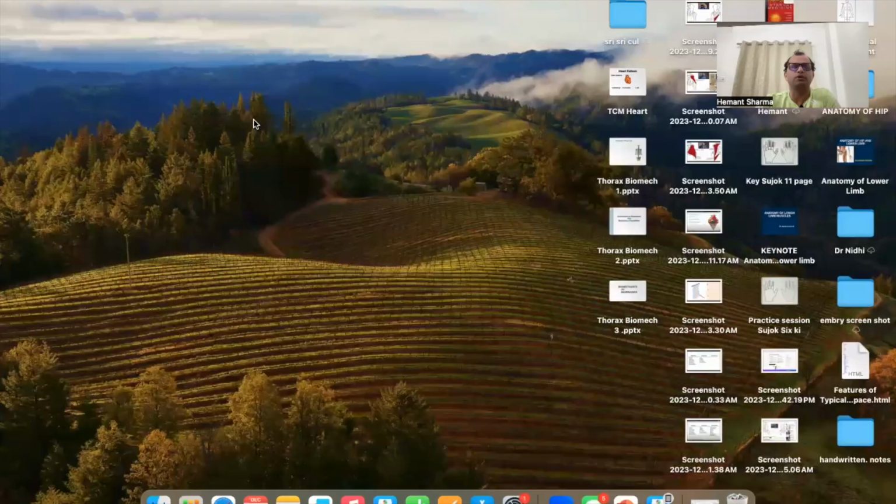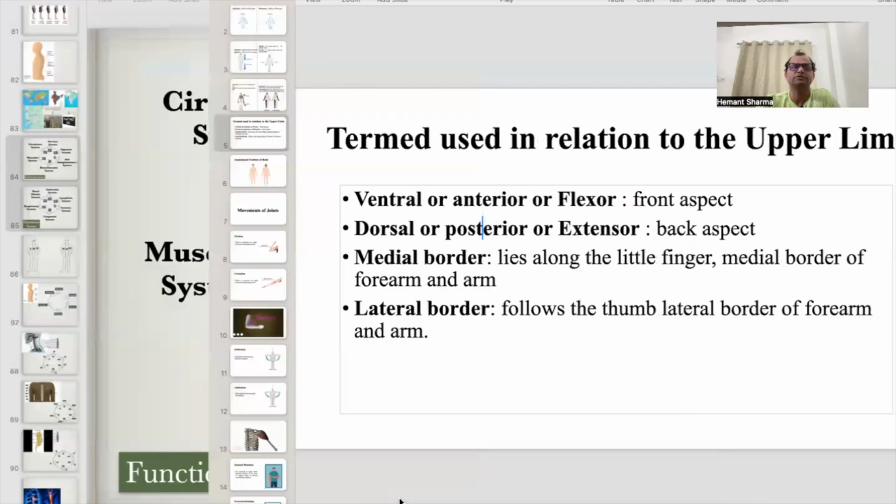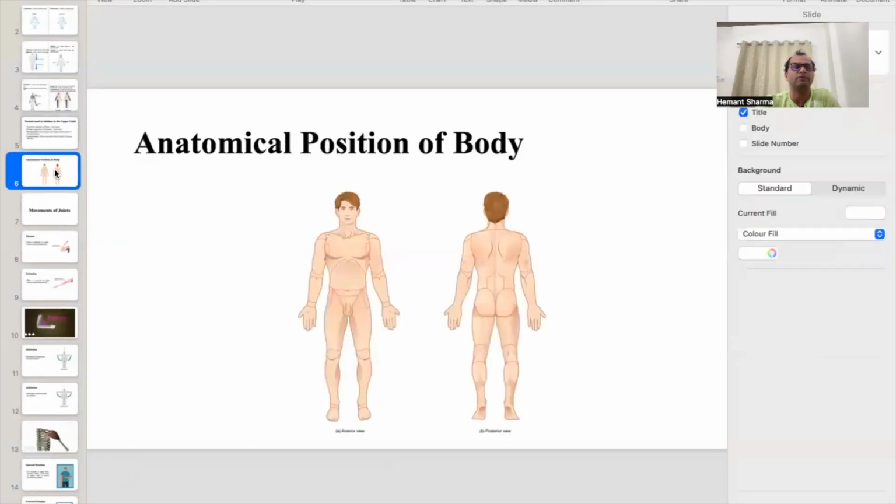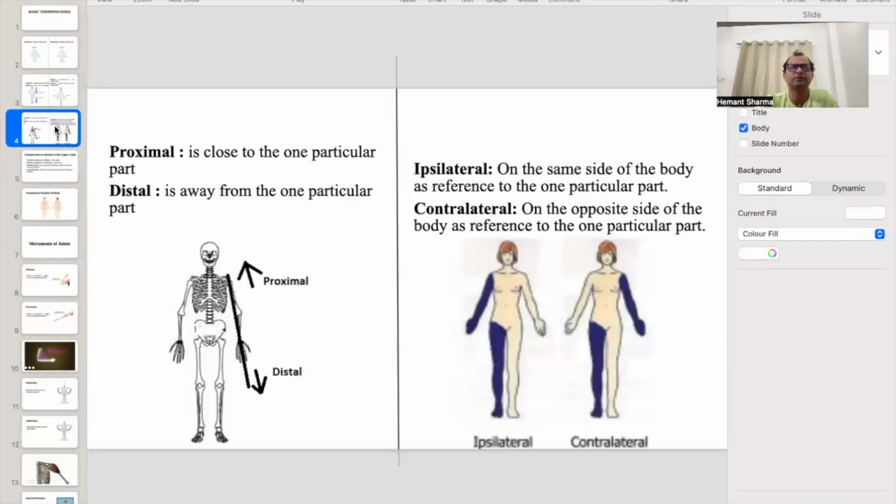Remember, because in anatomy this position is important, and that is called the anatomical position. Look at this position. This position is very much important in anatomy. Whatever is coming toward the midline, that is medial. Whatever is away from the midline, that is lateral. Is it clear? Okay.